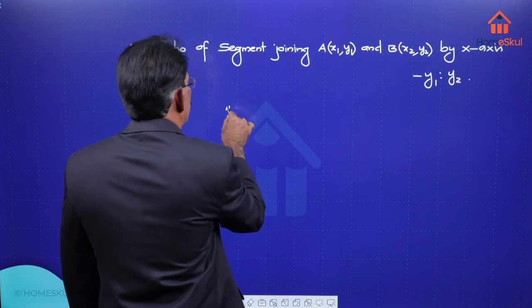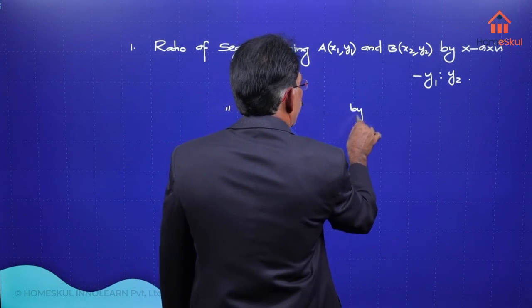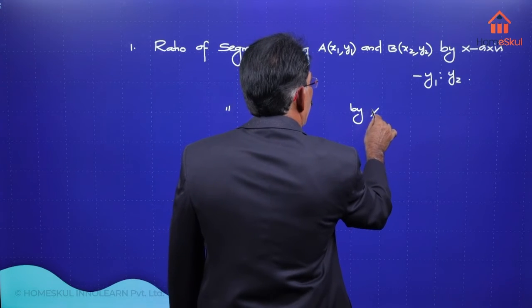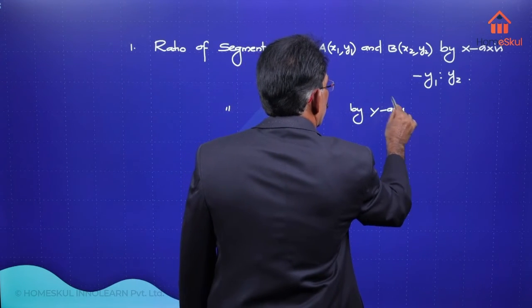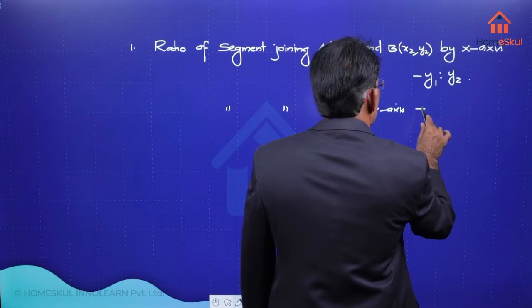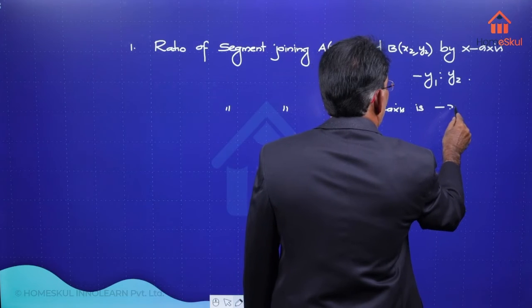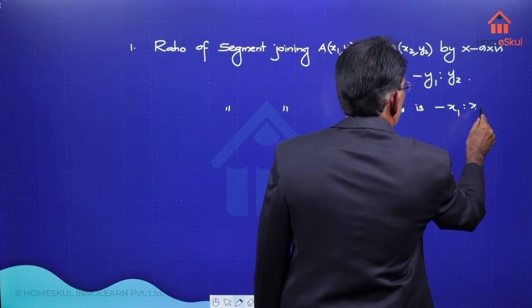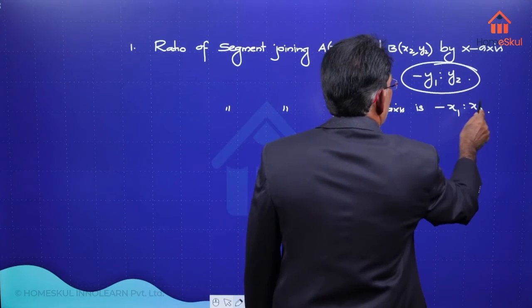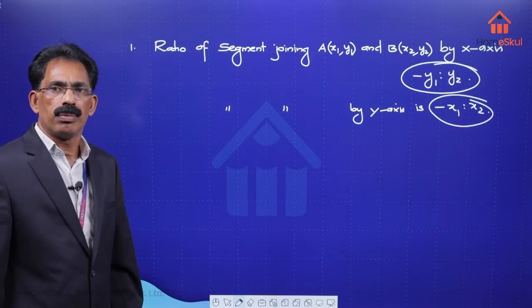By the same method, the ratio of the line joining these points by the y-axis is minus x1 is to x2. So please note down this formula. I will prove this concept now.